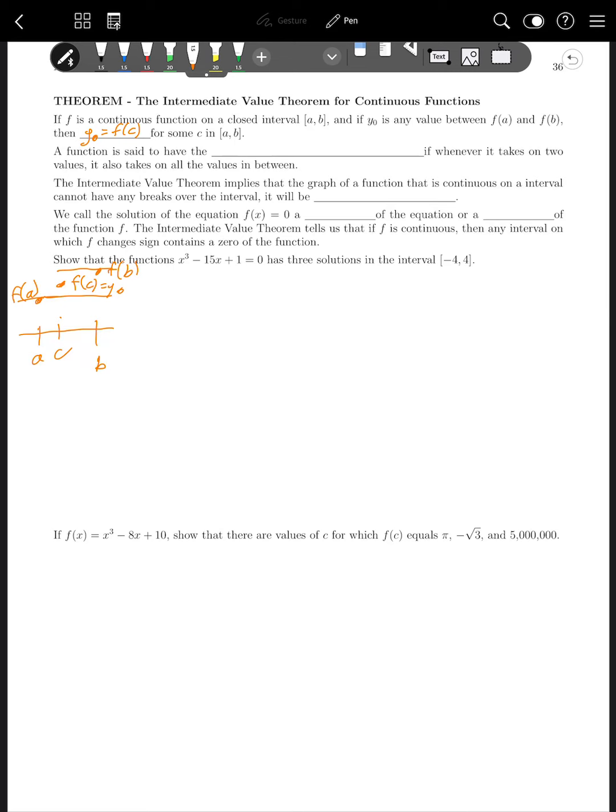A function is said to have the intermediate value property if whenever it takes on two values, it also takes on all the values in between. The intermediate value theorem implies that a graph of a function that is continuous on an interval cannot have any breaks over that interval. It will be continuous.